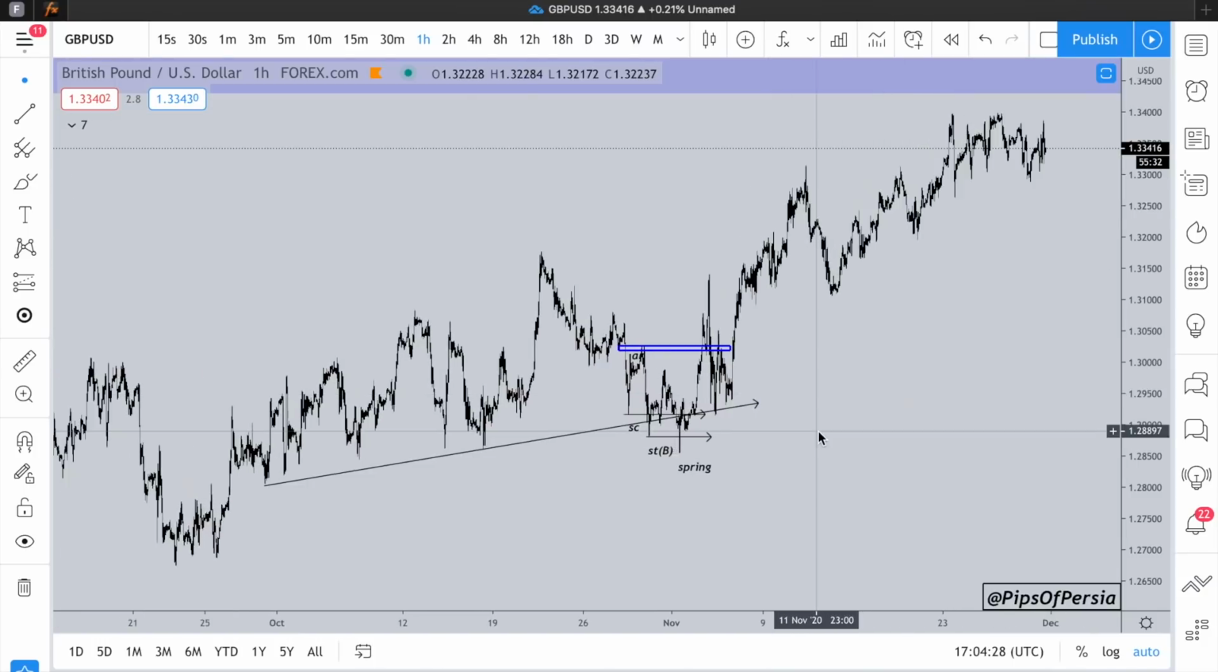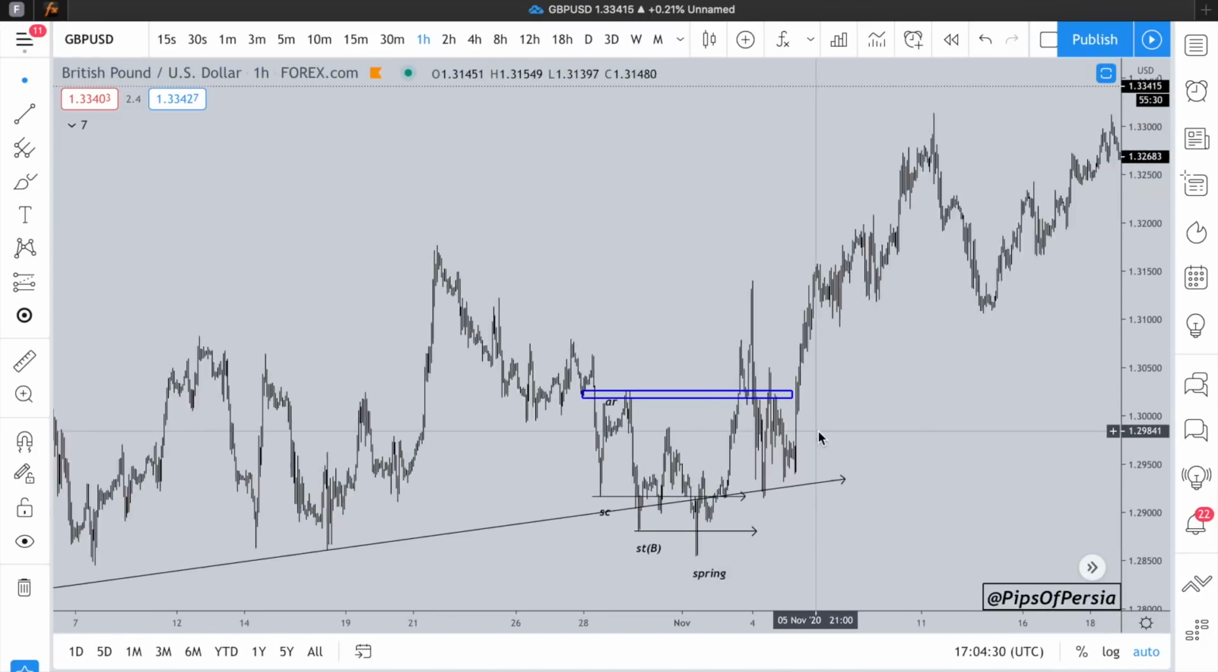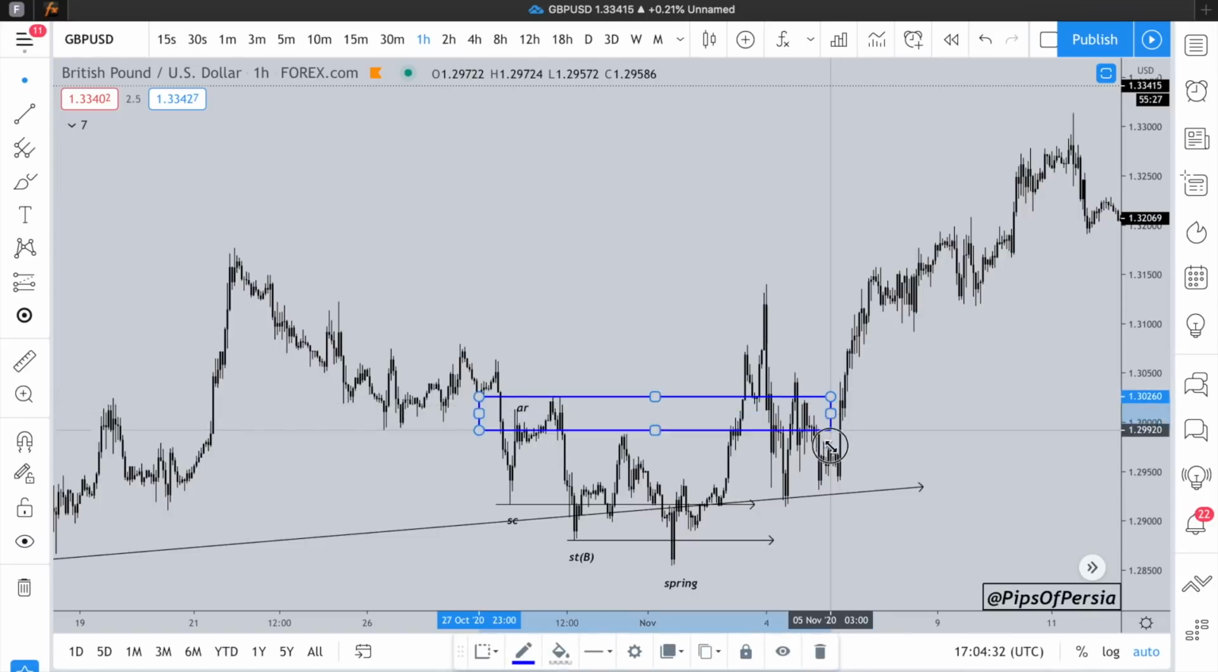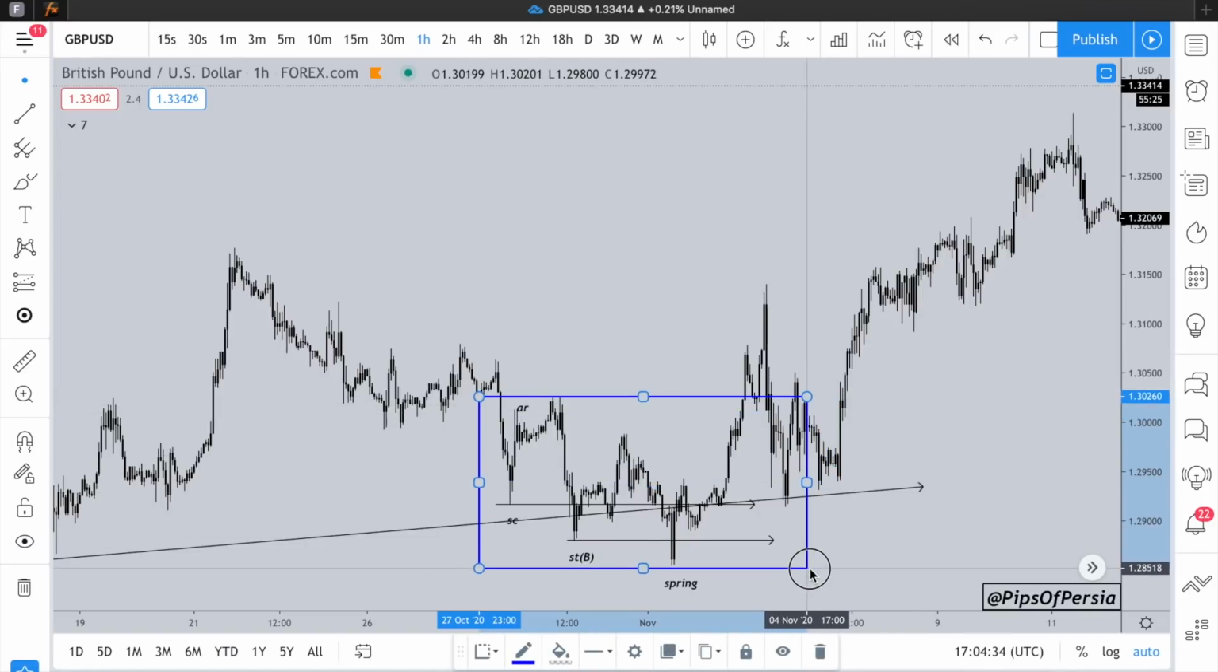Talking a little bit more about this specific accumulation, this is where the larger institutions are actually accumulating their orders.